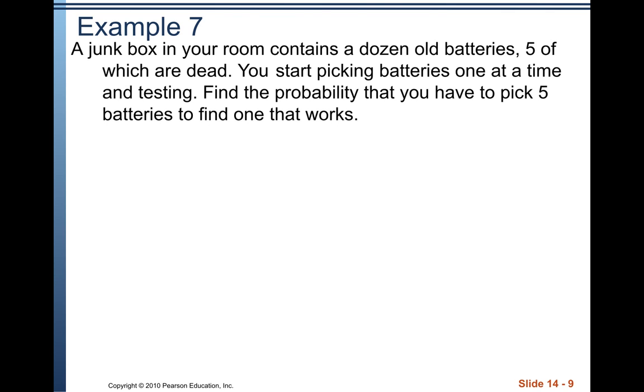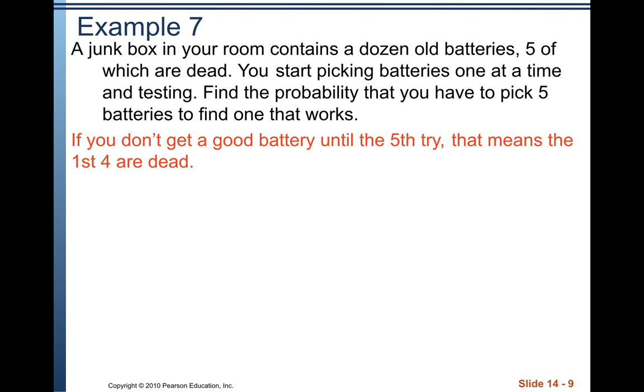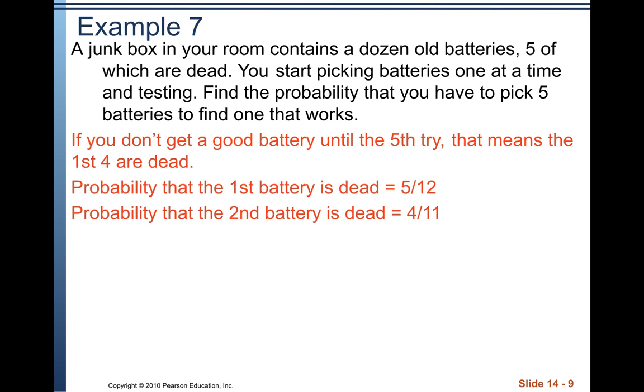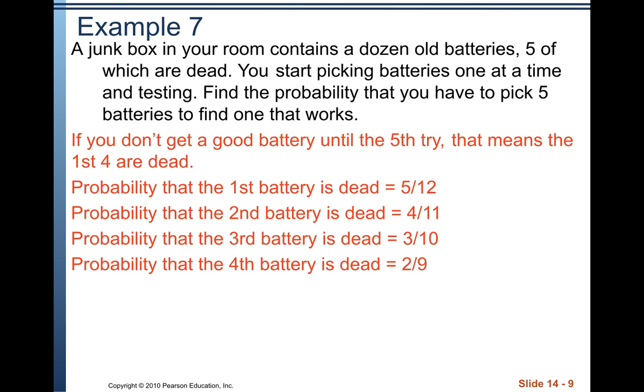So if you don't pick a good one until the 5th try, then that means the first 4 are dead. The probability that the first one is dead is 5 out of the 12 total. Probability that the second one is dead is 4 out of 11. And we can continue this. Third one is dead would be 3 out of 10. Fourth one is dead is 2 out of 9.